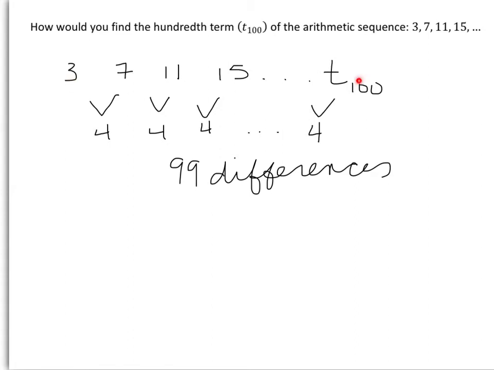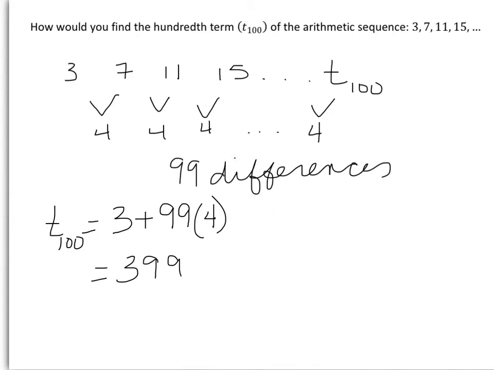So what we can do is say, well, okay, to find T sub 100, what we need to do is start with the number 3, and we need to add the number of differences that we have times that common difference. And we would find out that the 100th term is 399.